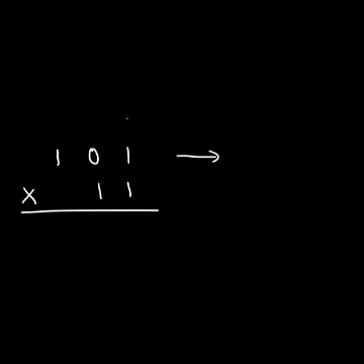So this has column values of 1, 2, and 4. So 101 is basically 4 plus 1, which has a decimal value of 5. And the binary number 11 is going to be 2 plus 1, as we can see here, which is 3. And so we're really multiplying 5 by 3. 5 times 3 is 15. And so let's see if we get that answer.